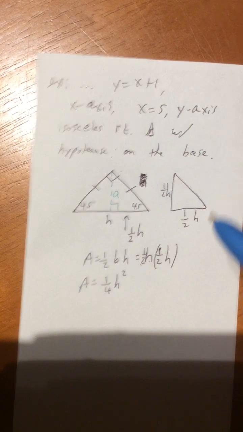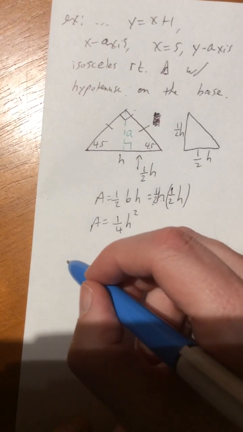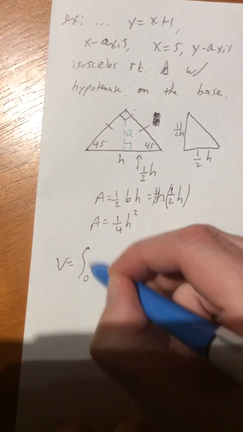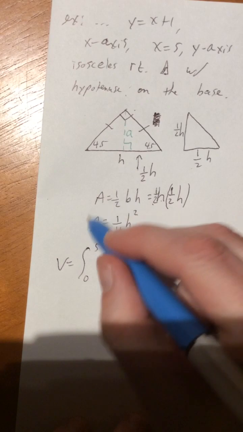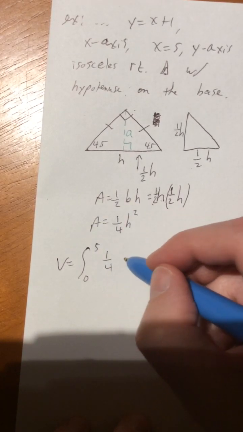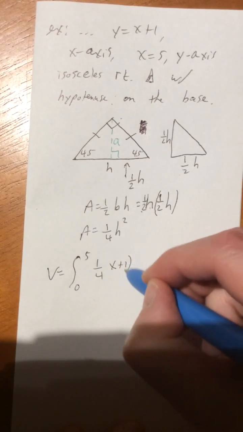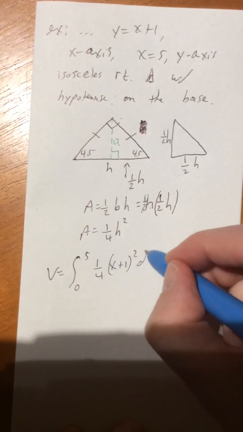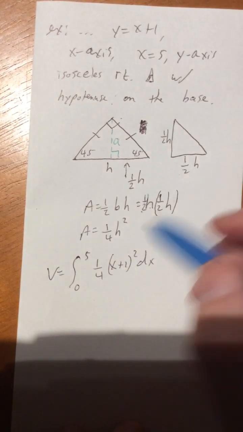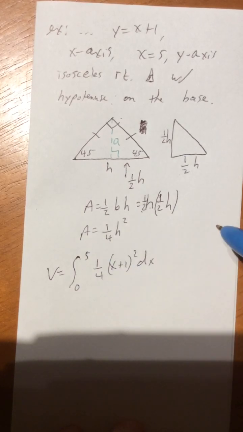So now we're able to do the same thing as we did before. I'm not going to redraw that graph because we've done it many times already. So volume equals the integral from 0 to 5 of this thing right here, 1/4 h, where h is x plus 1 squared, dx. Kick the 1/4 out, square this out, integrate the pieces, put in 5, plug in 0, subtract, multiply by 1/4, bam, you're all done.